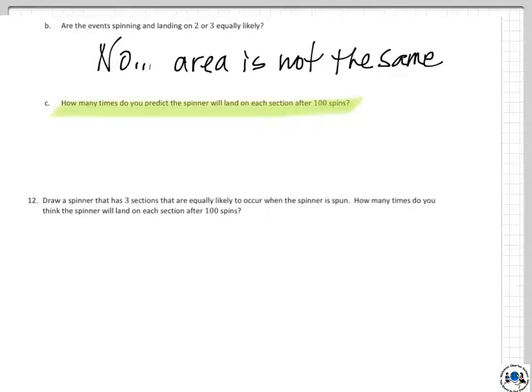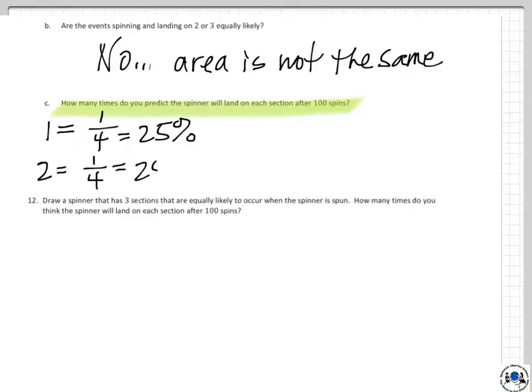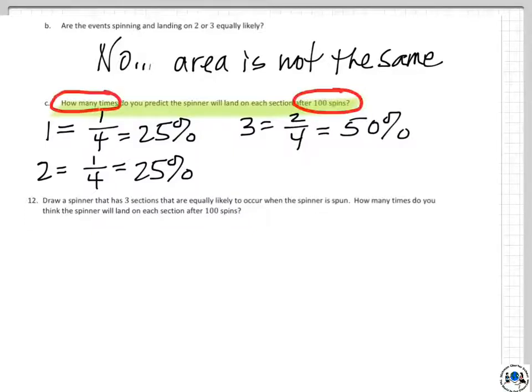Okay, so our prediction, and again, 1 equals 1/4 or 25% chance, a 2 has a 25% chance, and a 3 has a 50% chance. If we apply those percentages to the number of times, we can pretty safely predict out of 100 spins, 1 will come up 25 times, 2 will come up 25 times, and 3 will come up 50 times.